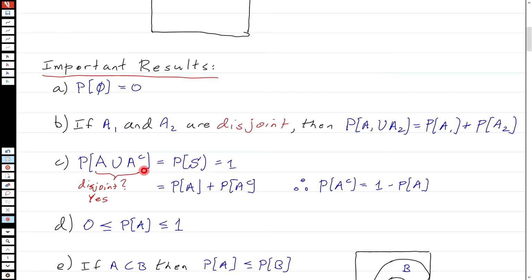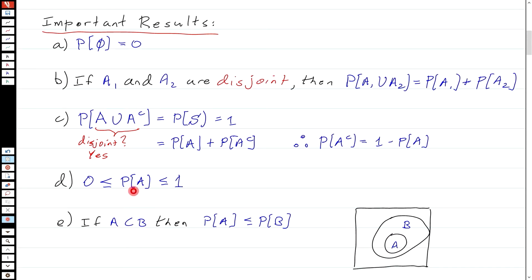The probability of A union A complement is, remember, A union A complement is just equal to the sample space. So everything in A or everything outside of A is the sample space, and this must be equal to 1. Also, A is disjoint from A complement, so the probability of A union A complement is equal to the probability of A plus the probability of A complement. And that basically tells us the probability of A complement is 1 minus the probability of A. And we all know this intuitively. Probability of failure is 1 minus the probability of success.